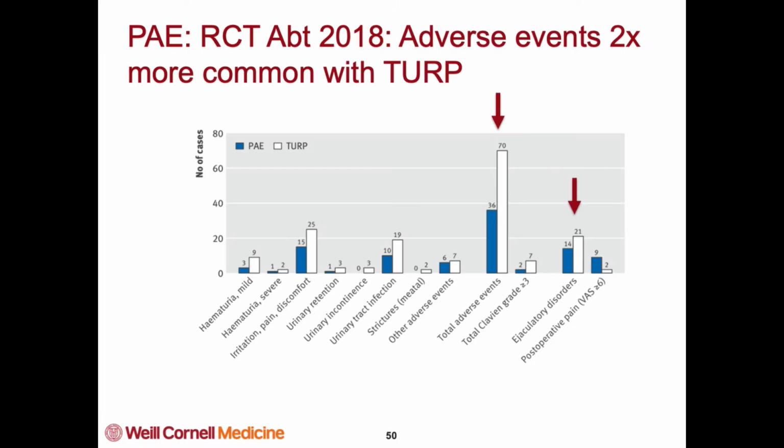The other thing, and I think this is more realistic, is that the adverse events were more common with TURP, and that's what we would expect. TURP had about 2 times more complications than the PAE arm.